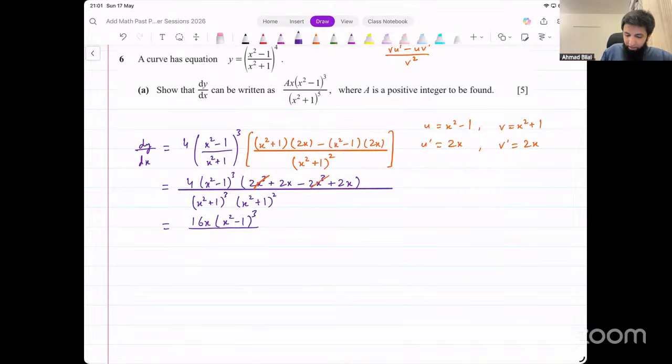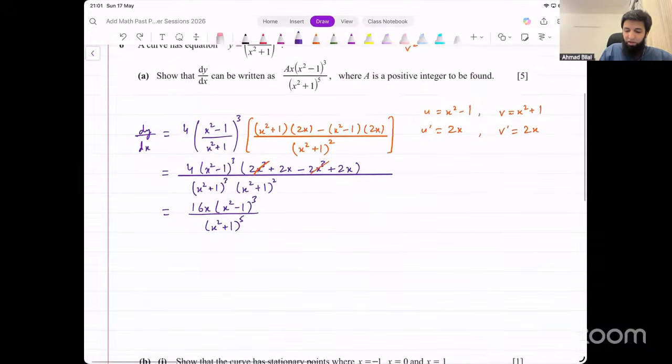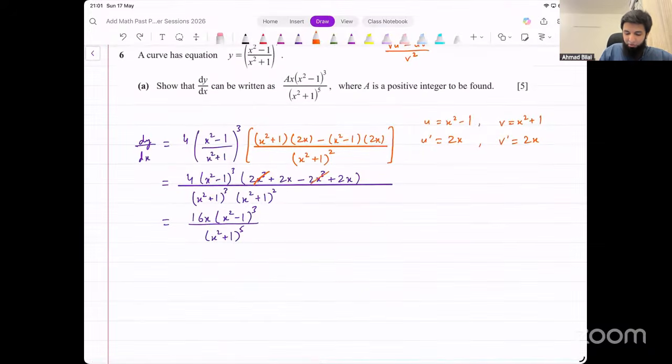In the denominator, we have x square plus 1 whole raised to power 5. And that's what we wanted. This is what we had to prove in the first part. What is it that we're getting in place of a here? In place of a, we're getting 16.